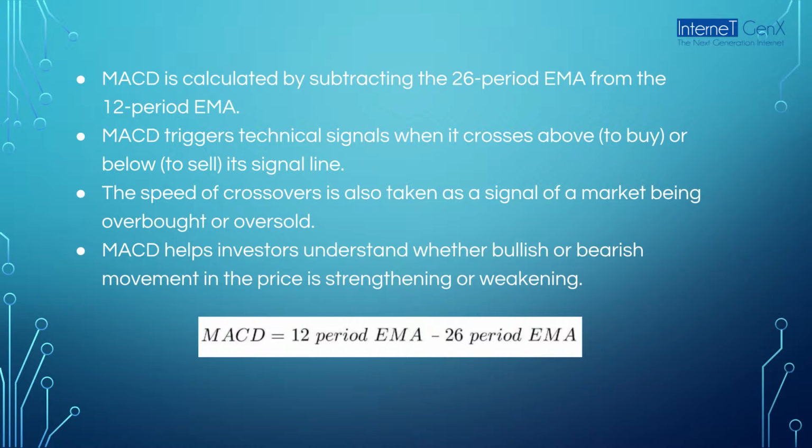MACD triggers the technical signal when it crosses above, that is to buy, or below its signal line. The speed of crossover is also taken as a signal of the market being overbought or oversold. And finally, the MACD helps investors understand whether the bullish or bearish movement in the price is strengthening or weakening. This can be understood using the histogram as well.